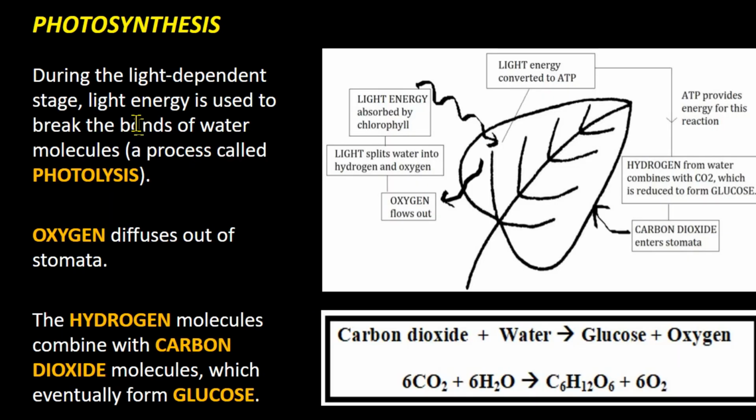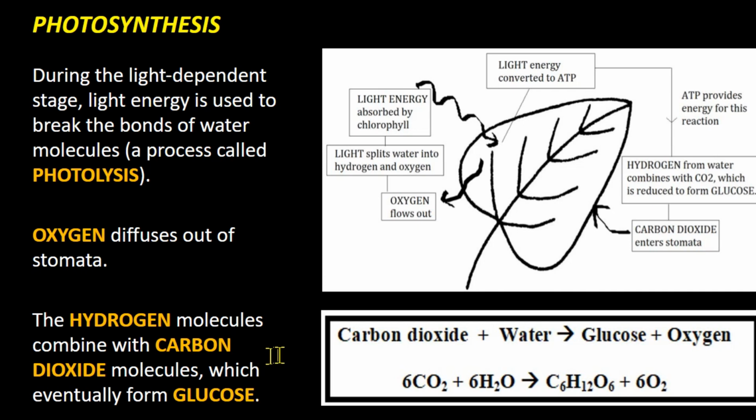So during the light-dependent stage, light energy is used to break the bonds of water. So water is H2O, right? So it splits into hydrogen and oxygen. But using light to split the water, this is called photolysis. Photo means the use of light, lysis means to split. Oxygen would then diffuse out of the stomata, and the hydrogen molecules that are left behind would combine with carbon dioxide molecules, and this would eventually form glucose.